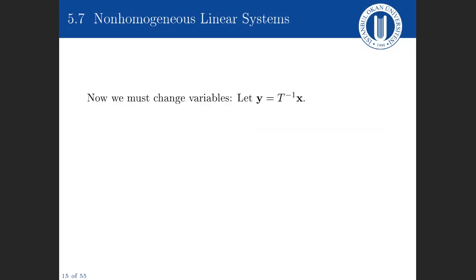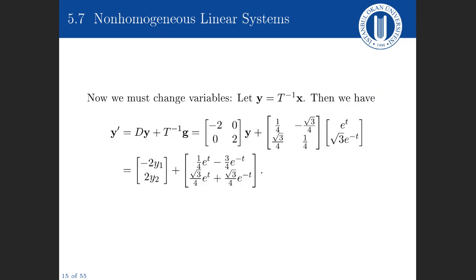And then we do the key step. The key step is y is equal to T inverse x. This is the key idea behind the method of diagonalization. Then, and this time I'm skipping ahead, we don't need to do all the details each time. Then we know that our new equation must be y prime is equal to Dy plus T inverse g. We know D, we just need to calculate T inverse g. And I'll leave this for you to check.